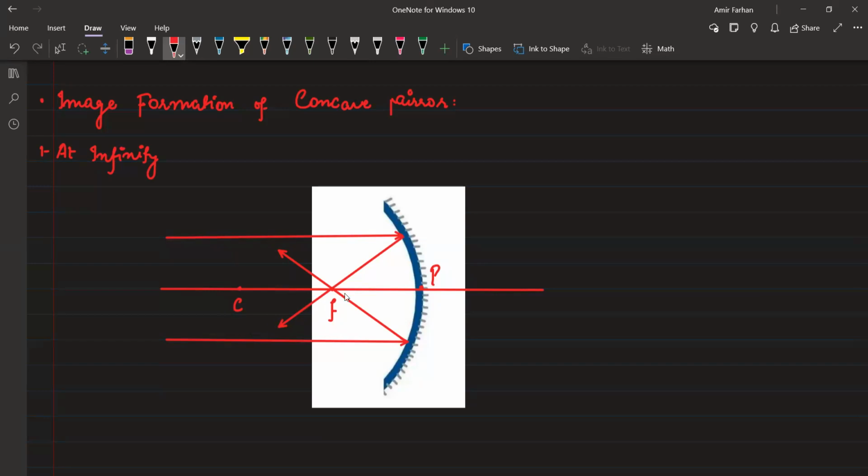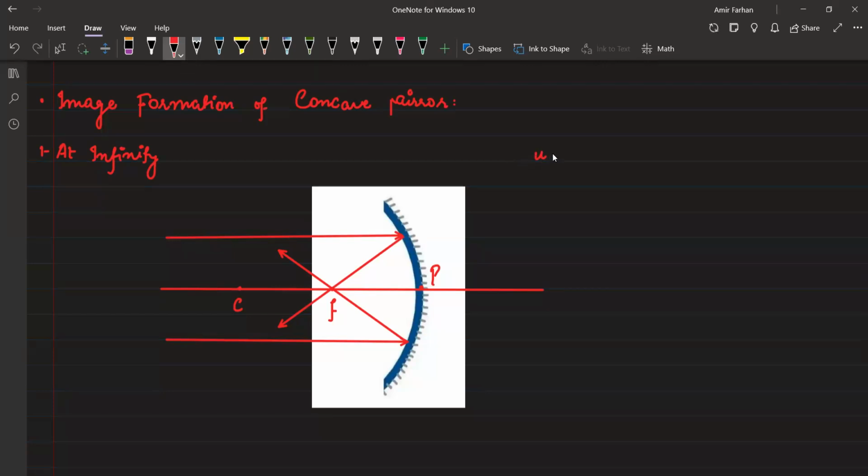Now all of you tell me, is this the actual intersection or the imaginary intersection? Actual intersection. And we need at least two rays. So two rays are enough to draw any image diagram. Clear? So now you can see that the image is formed. Basically, the intersection is happening at the focus point. Clear?